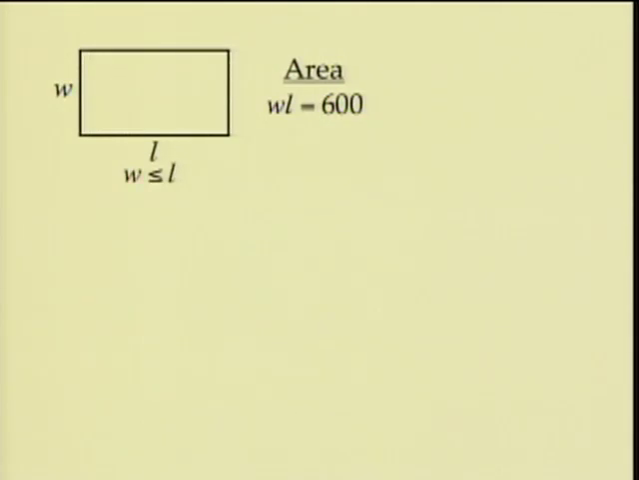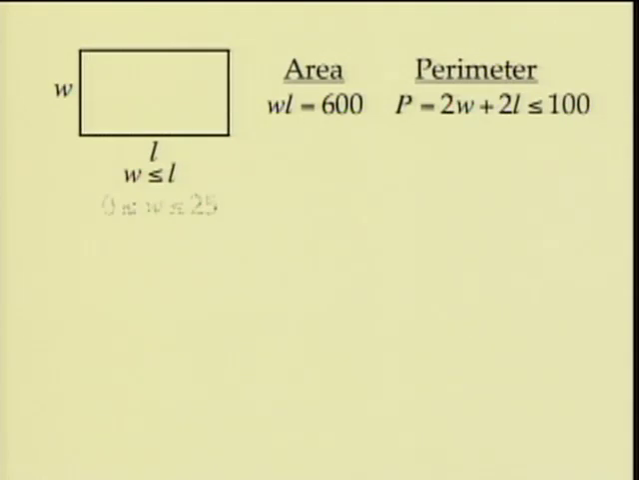I'm fixing the area. So the width times the length would be 600. And now the perimeter can change. The only constraint I really have is that I have to use less than 100 feet, because I've already worked that problem. That does mean still that the width is going to range between 0 and 25. 25 would be a square, right? 25, 25, 25, 25 gives me 100.